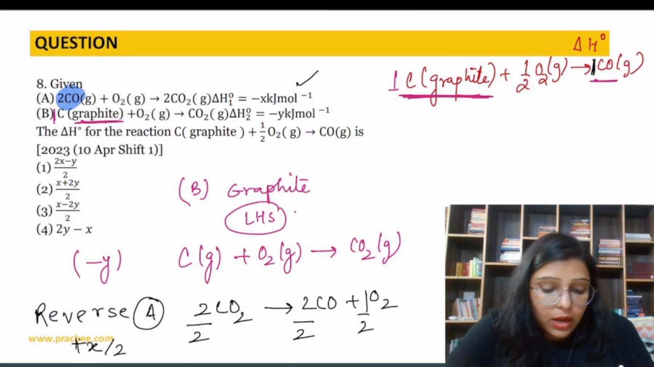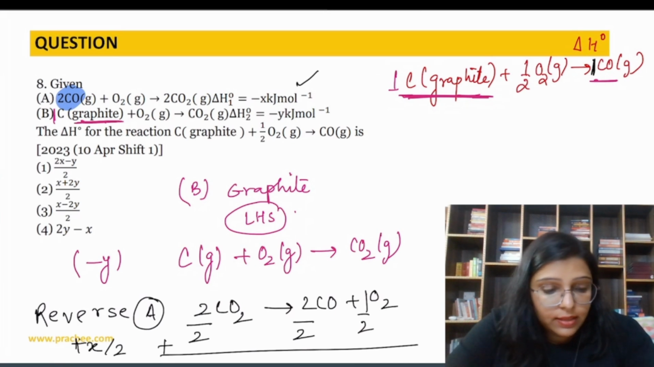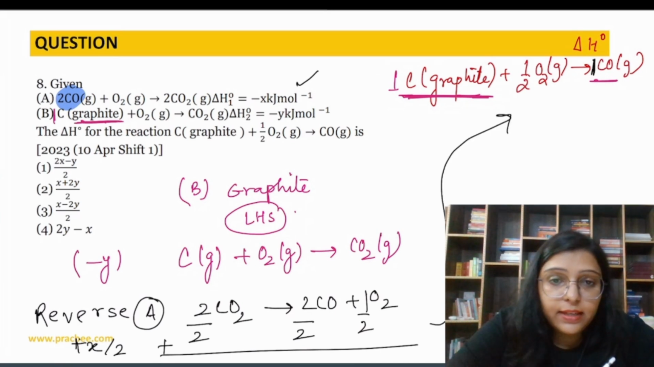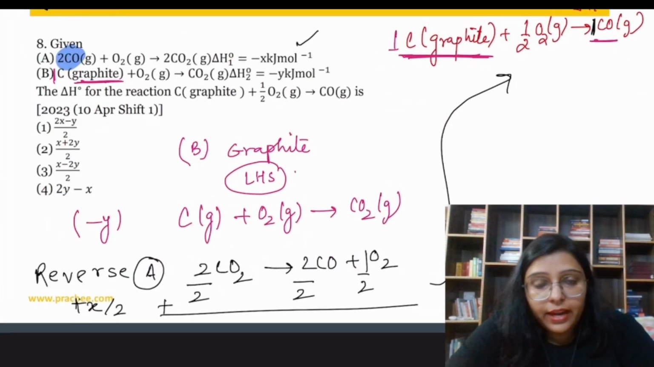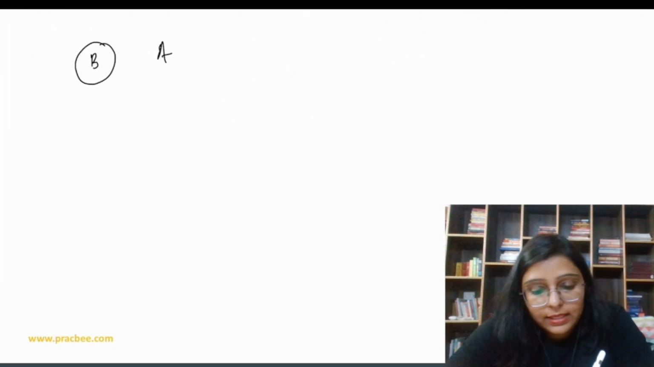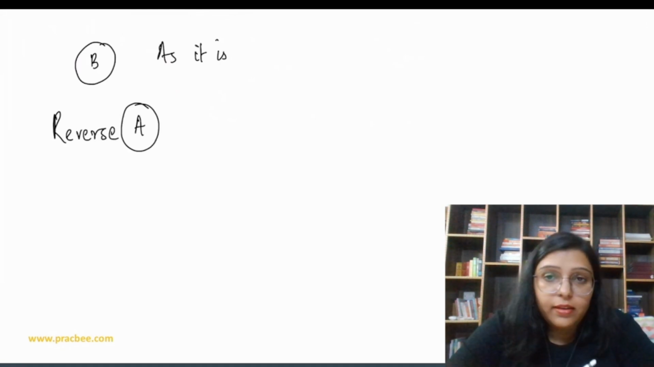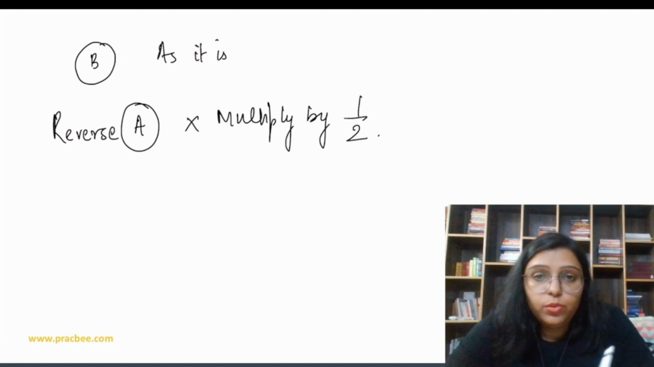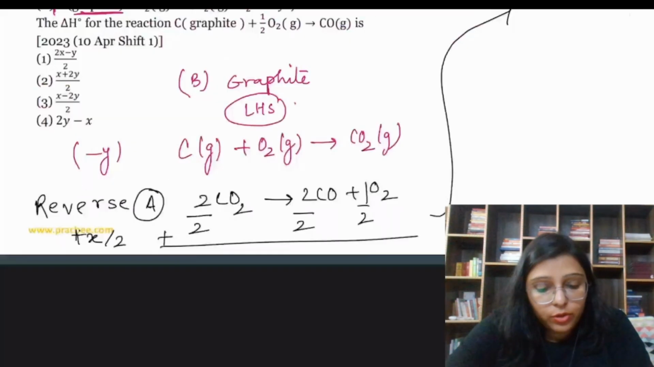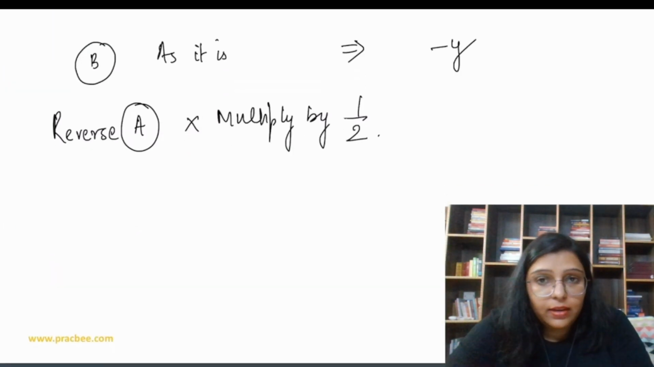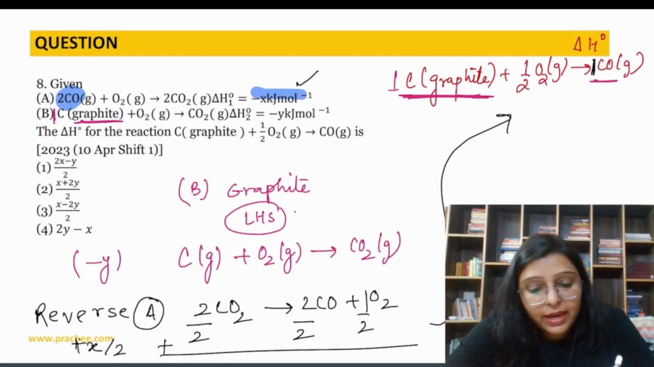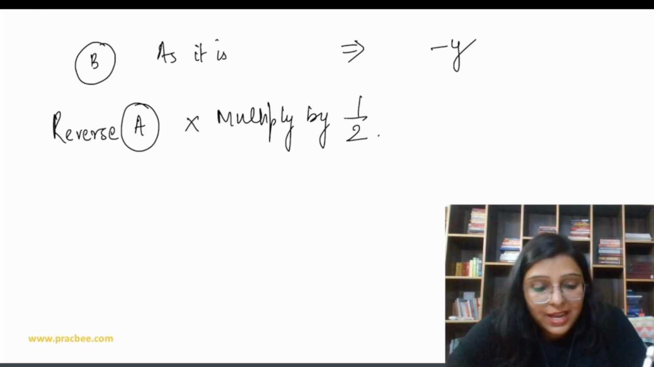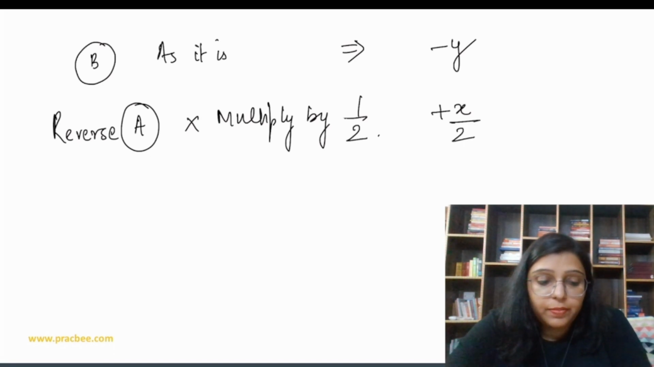Clear? Now if I add these two equations, I get the desired equation, right? So what I have done: B as it is, reverse A and then multiply by 1 by 2. So here enthalpy is equal to minus Y, and initially for A the enthalpy was minus X. On reversing it becomes plus X and divided by 2.